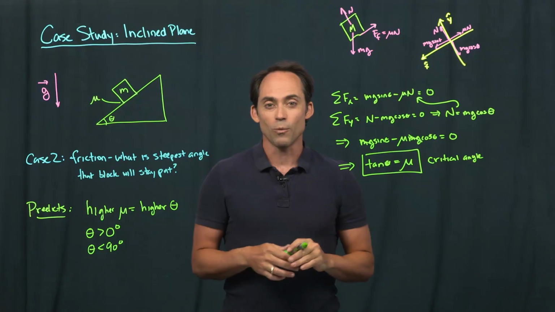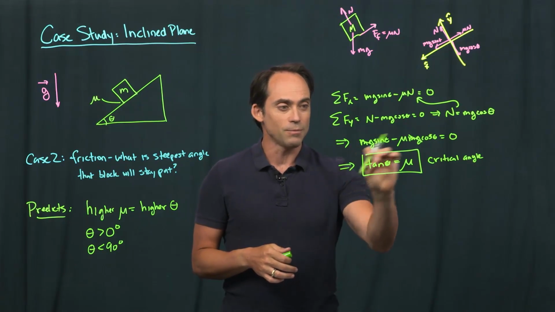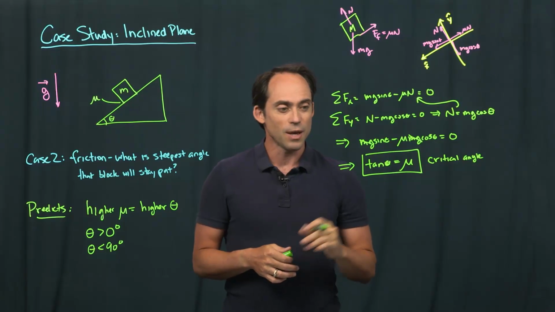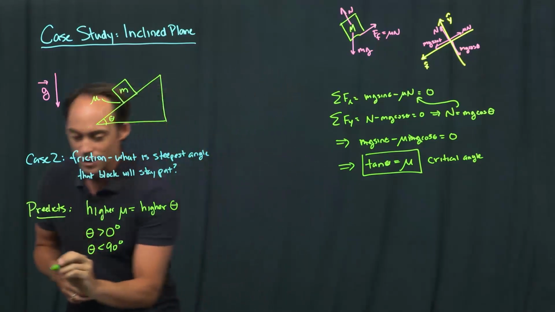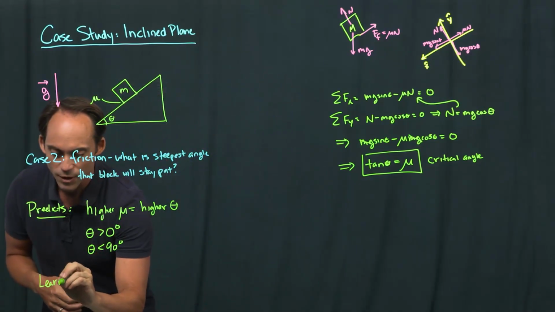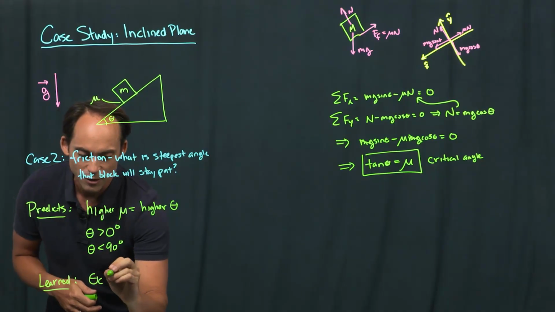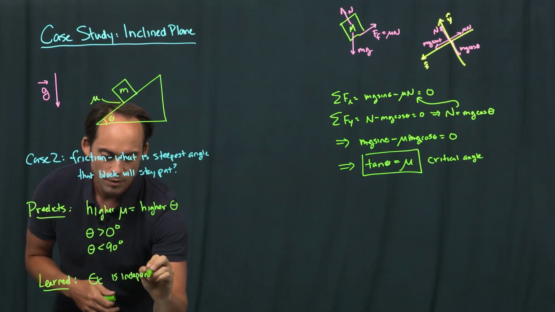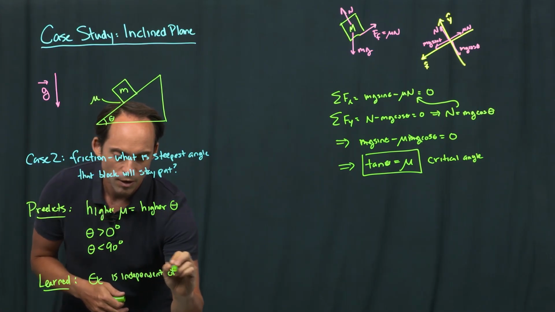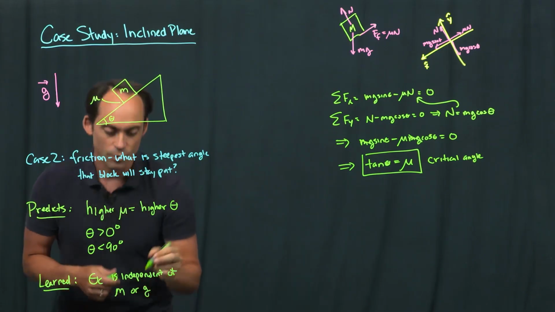So we can also look at what we've learned from our solution. We were able to cancel out the mg terms in both cases, so that means that our solution for the critical angle doesn't depend on the mass or the gravity. So it's often useful to write down what we've learned, and that's the critical angle is independent of the mass or the gravity.